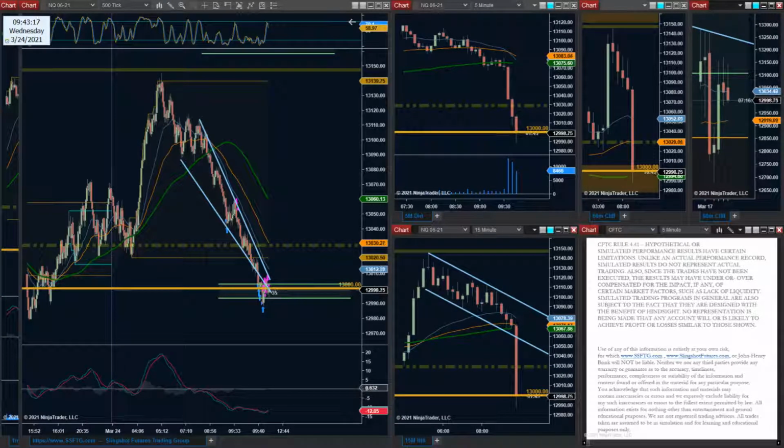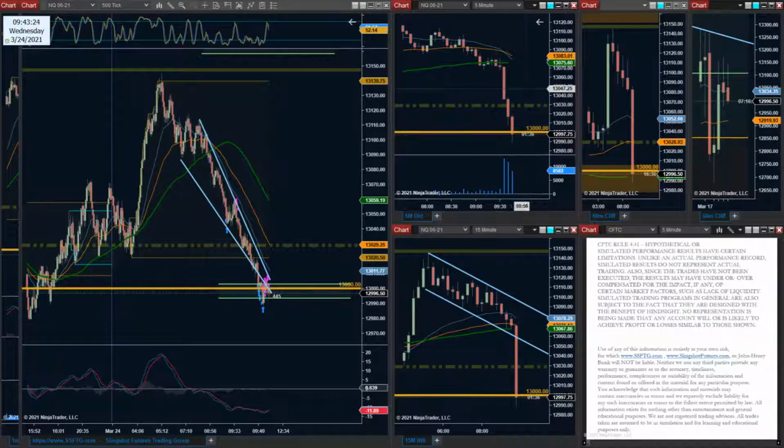Bulls holding on to a higher low and trying to get it to rotate back up again. Look at the 5 minute to the downside, though. I mean, that's a no-joke move lower.